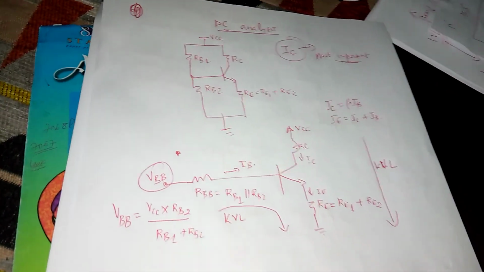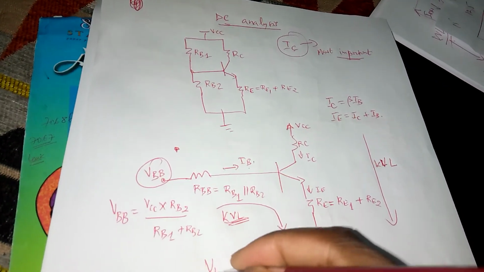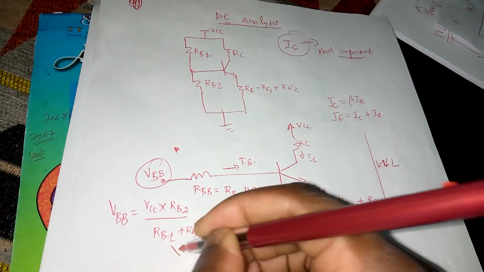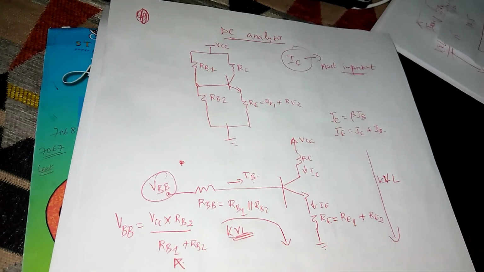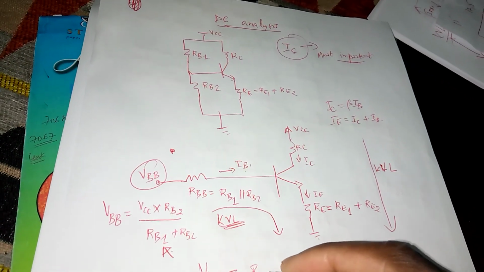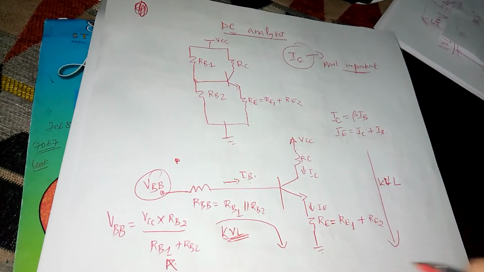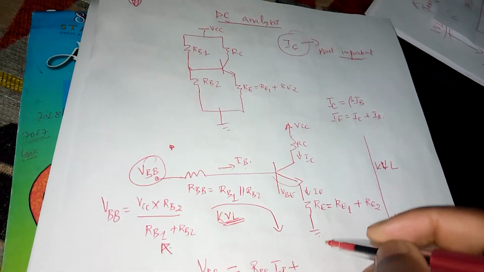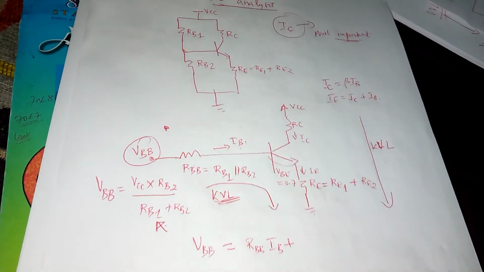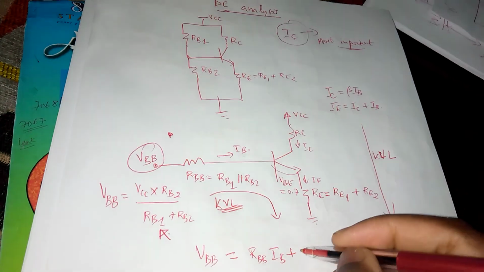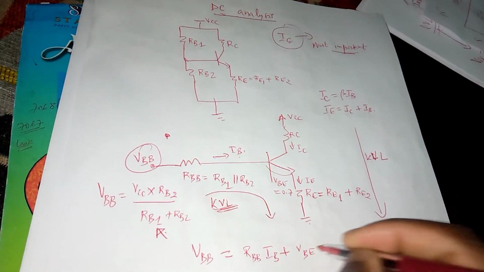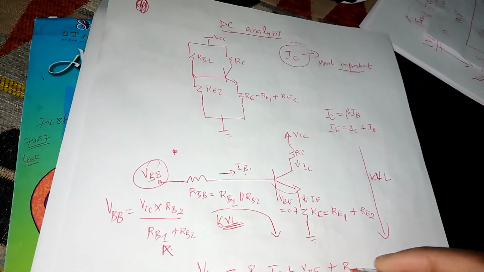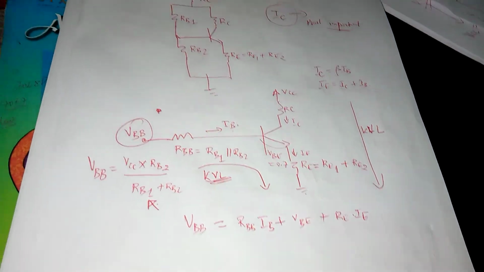So if you apply Kirchhoff's voltage law in that loop, VBB, computed above, must be equal to RBB times the current that flows through it, which is IB, plus the VBE drop, which is 0.7 for silicon, 0.3 for germanium, but we focus on silicon. So that will be VBE, which is 0.7, plus RE multiplied by IE, which is the voltage drop across the emitter resistor.